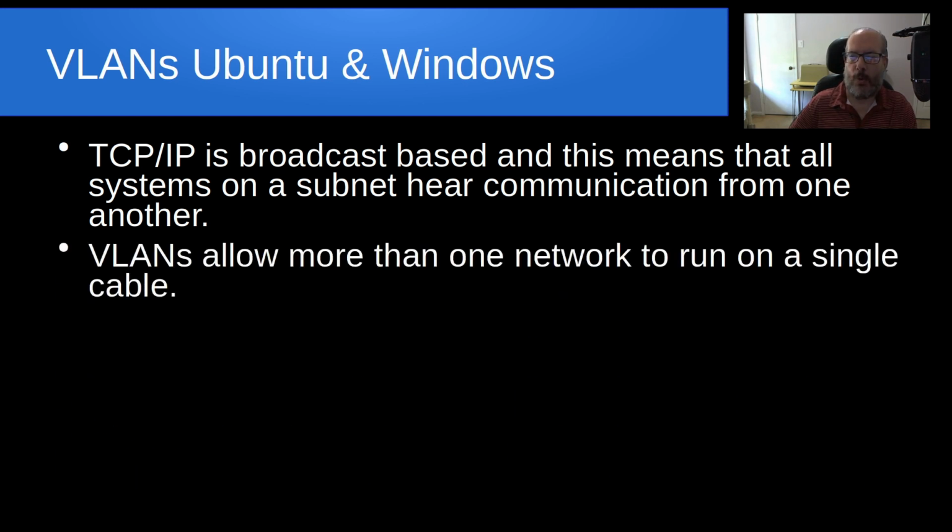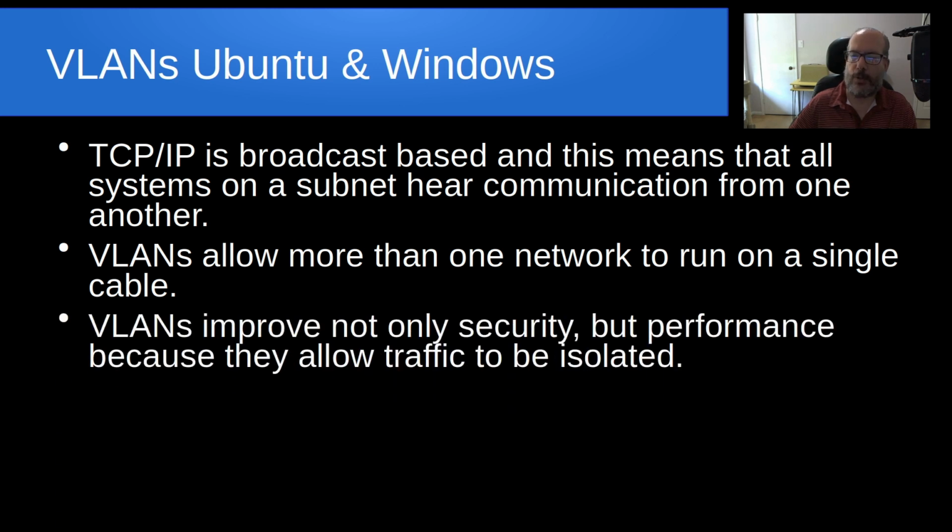VLANs allow more than one network to run on a single cable. And what that means is if you have a particular computer, you can have one network adapter, and you can have multiple VLANs or multiple networks running over that single adapter and its single cable. And VLANs improve not only security through various router and firewall rules, but they also improve performance because they allow your traffic to be isolated.